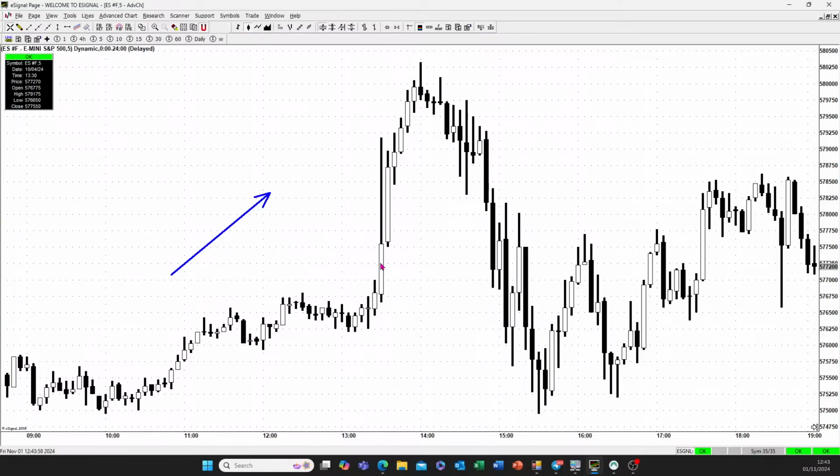So here's the news release, the non-farm payroll. 1, 2, 3, 4. So you buy above. If it helps, I can draw in some lines for you. Basically be long above and short below.